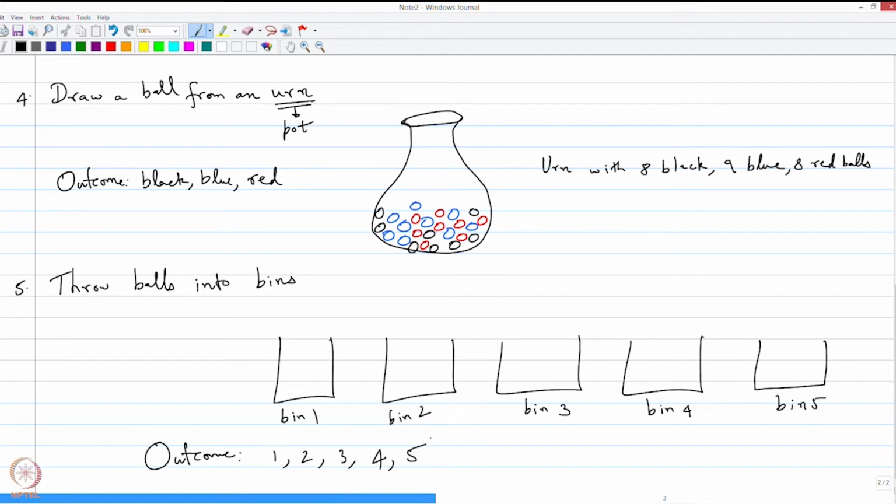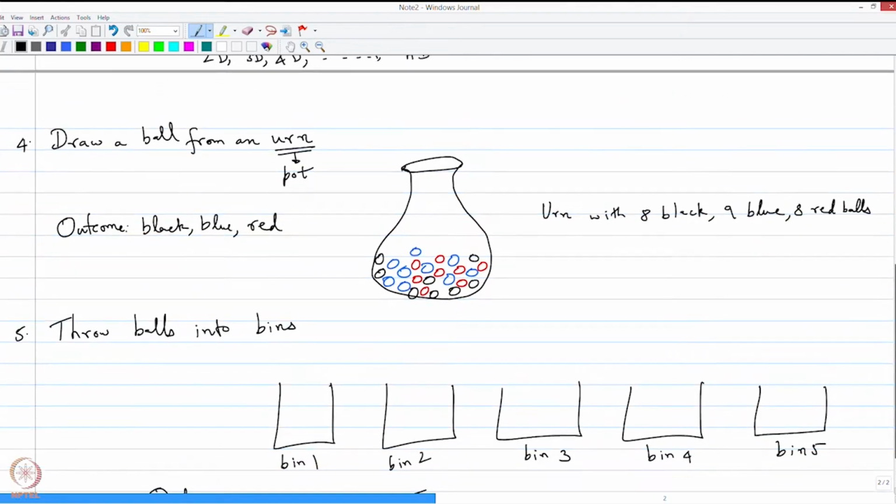So, the outcome is one of 5 possibilities. You are throwing one ball into the bin, and it could be any one of these 5 possibilities. Now, what makes these experiments interesting? I am going to show you the previous experiment also.